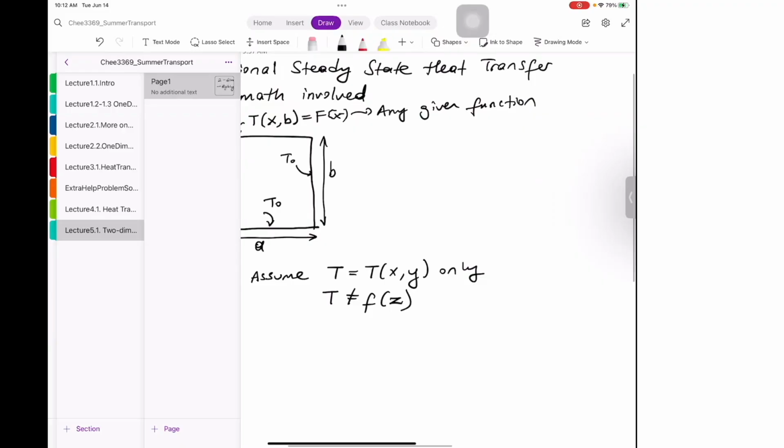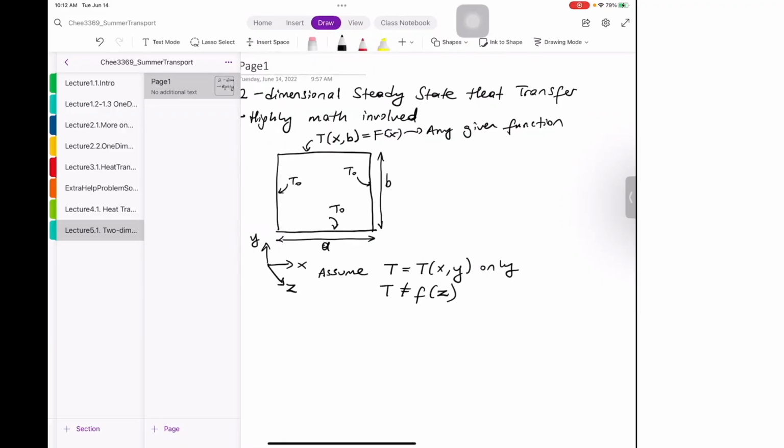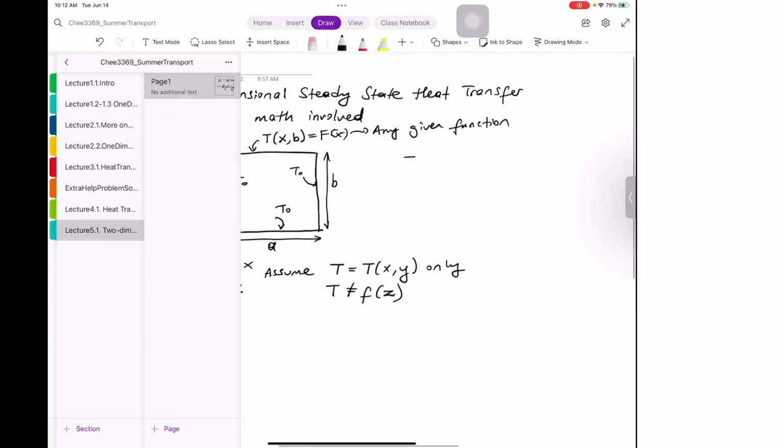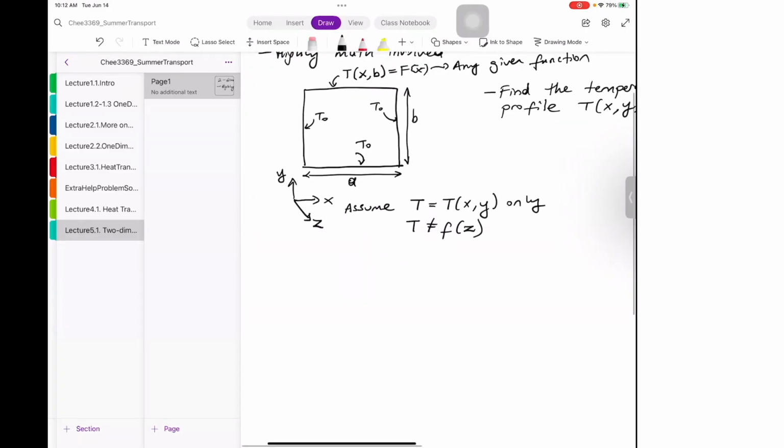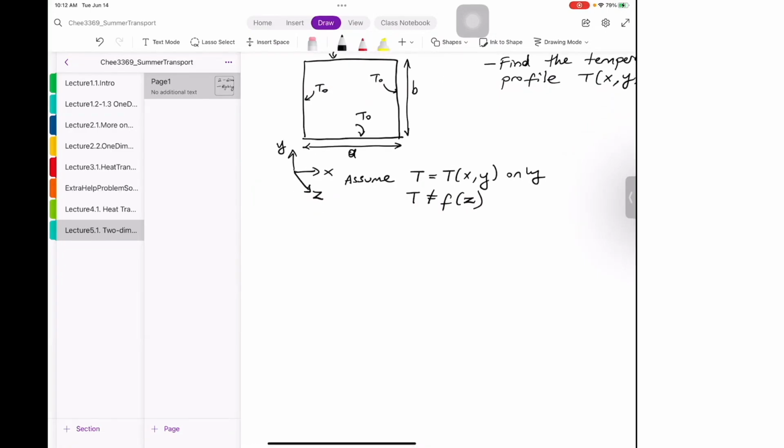And I want to find out the temperature profile T as a function of x and y, given the boundary conditions. Here's what we're going to do.